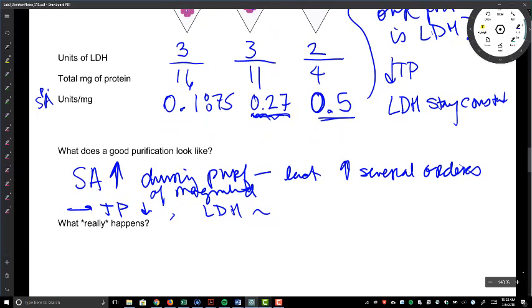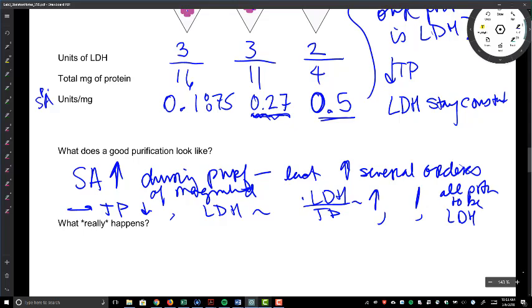Now, what really happens over the process is that the amount of your total protein may go down, but the ratio of LDH to total protein will increase, and ideally, this would be equal to 1, because you want all of your protein to be LDH. In an ideal world, that's what we would see.